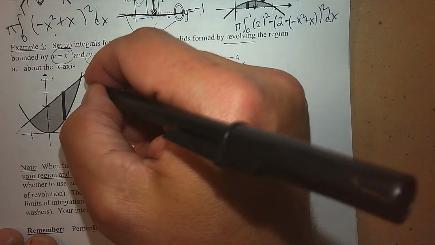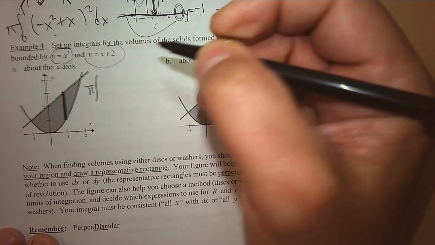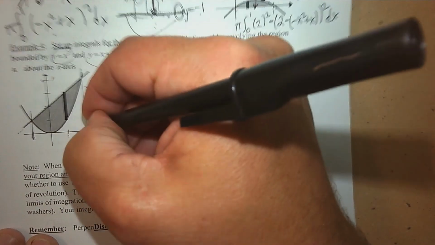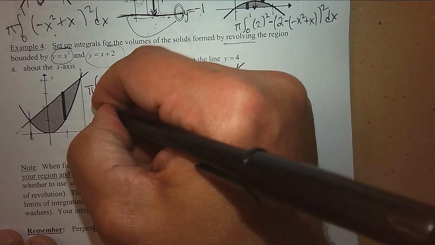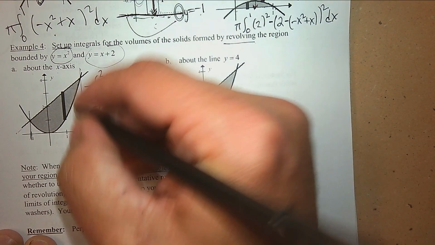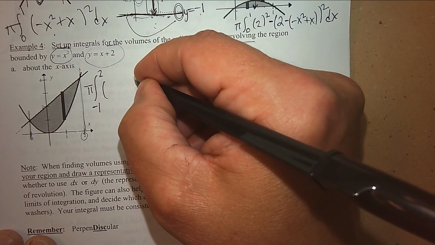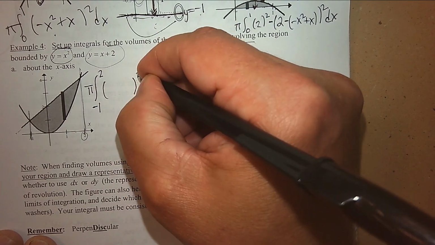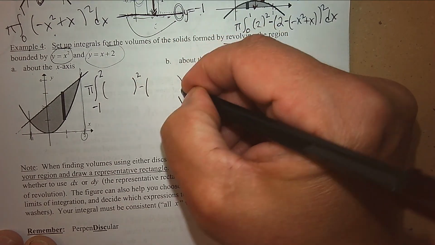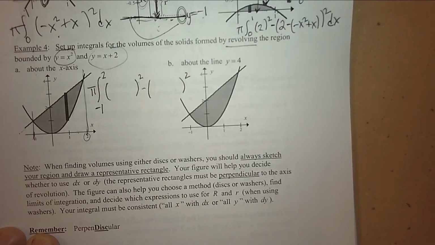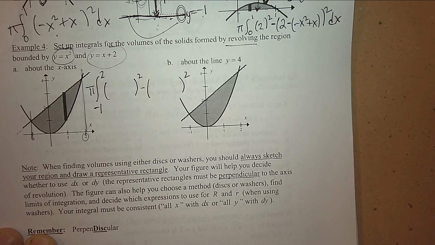Okay. So it's going to be pi, what are the x bounds? From where to where? -1 to +2, right? Okay, I need an expression for the big radius, and I need an expression for the small radius. So put in parentheses and square it so you can organize your brain around this.